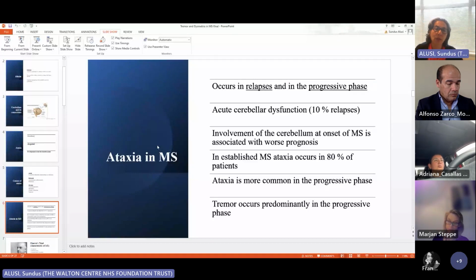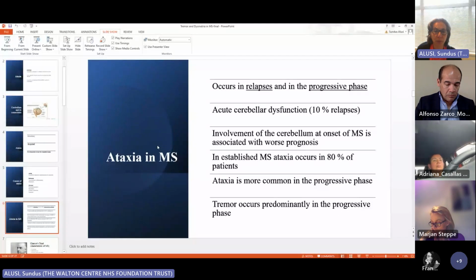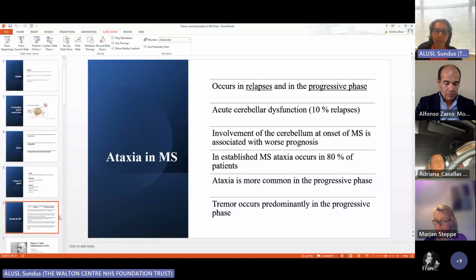It also is one of the things in multiple sclerosis that you're at risk of. If you have multiple sclerosis, then up to 80% of patients will encounter ataxia towards the end. So it's more common in the progressive phase. Although I said it can come on in a relapse, it's a lot more common in the progressive phase because of the neurodegenerative component of multiple sclerosis. So in the acute inflammation, you can see it, but you can also see it as things start to degenerate. Tremor, on the other hand, will occur mainly in the progressive phase.